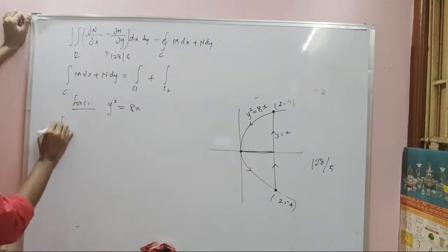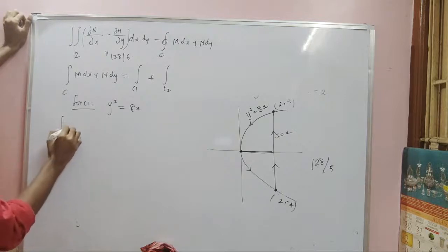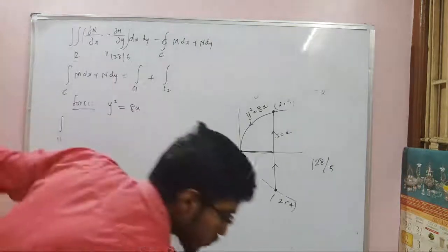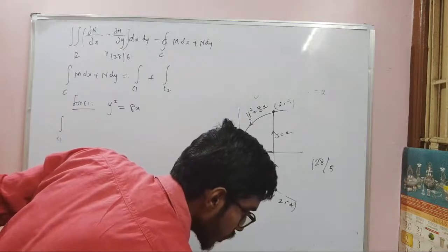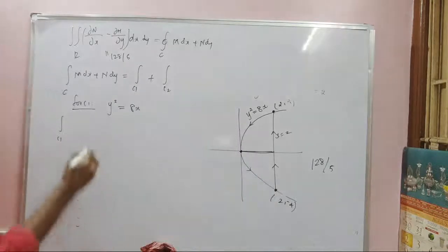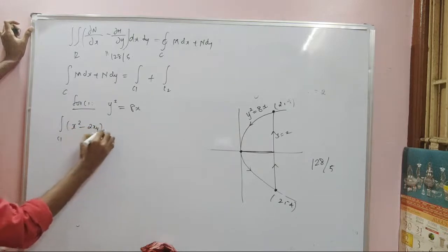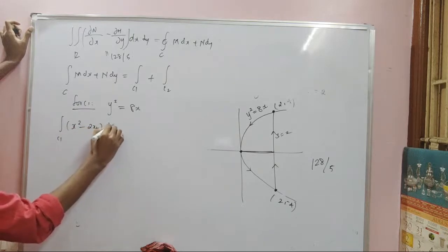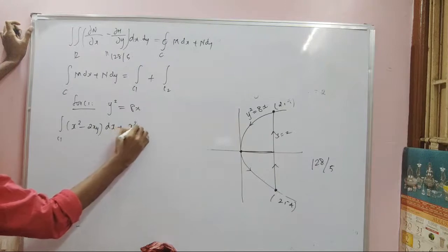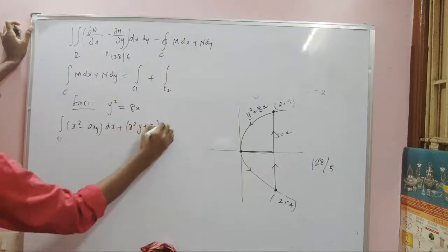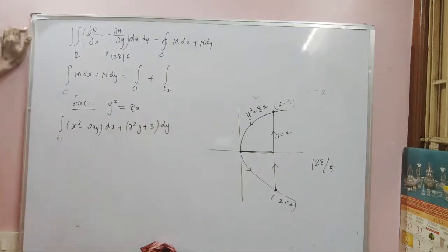Now for C1 we have y square is equal to 8x. So what is our C1? It is M dx plus N dy. So M dx is already given there. The question is x square minus 2xy into dx plus x square y plus 3 dy. This is the integral, right?